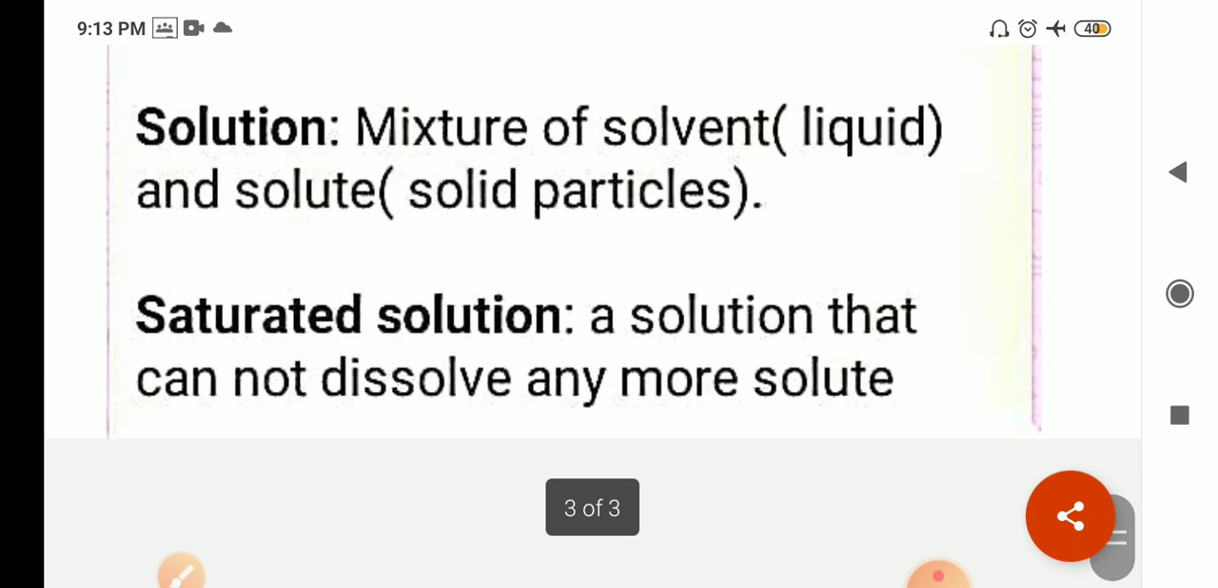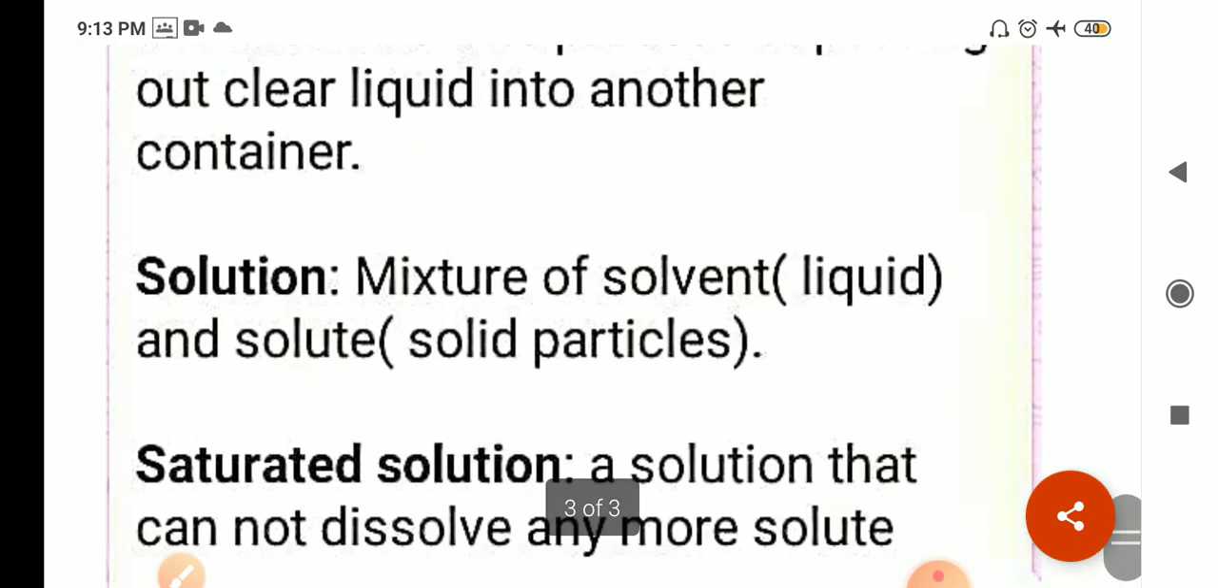Okay, then this is enough, and you will note down these questions in your notebook, questions as well as definitions.